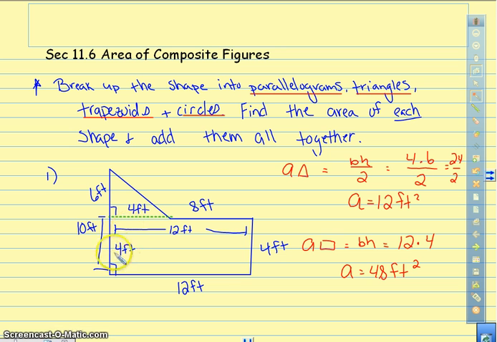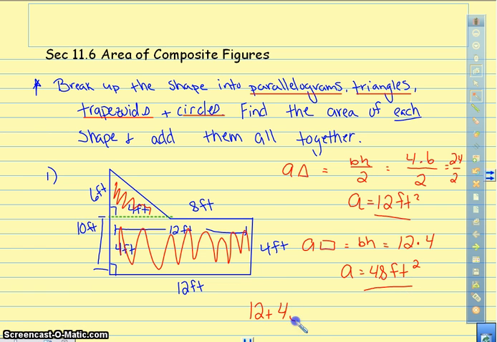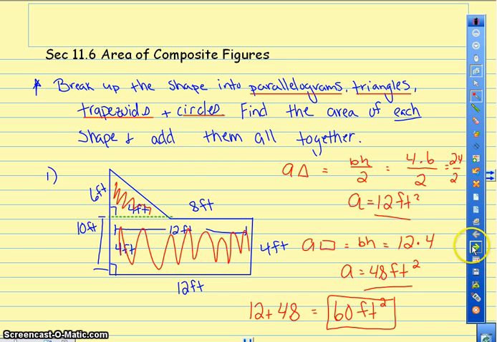Now looking at this picture, I'm taking my rectangle and my triangle and putting them together. When I put things together, I'm adding. So I'm going to take 12 feet plus 48 feet to get the total area, which would be 60 feet squared. That is the total area of this figure. All right, so it's like a puzzle. I'm breaking it up into figures where, once again, I'd have to know the base and the height of my triangle. I'd have to know the diameter or radius of my circle in order to make these work.